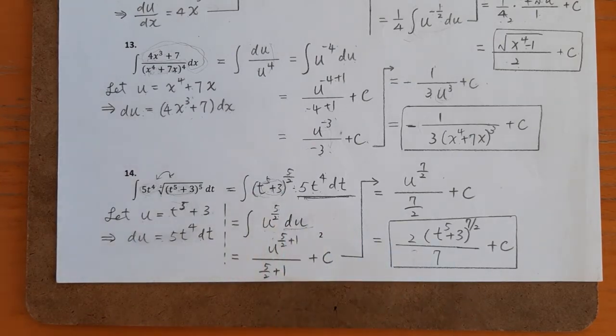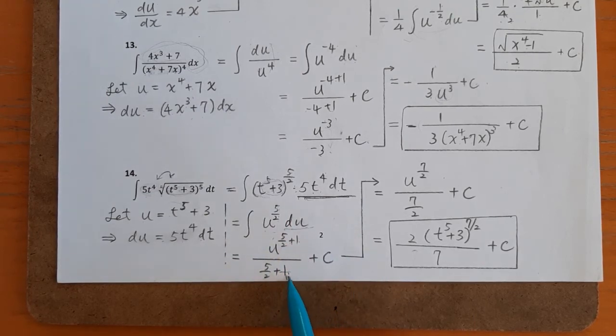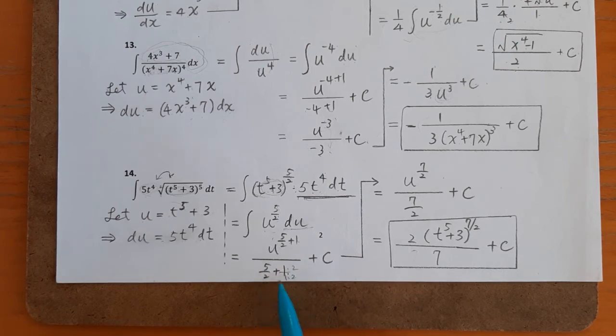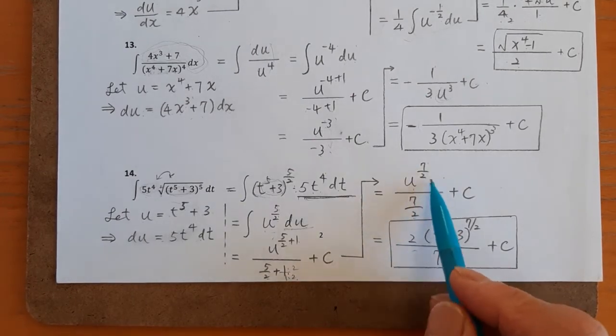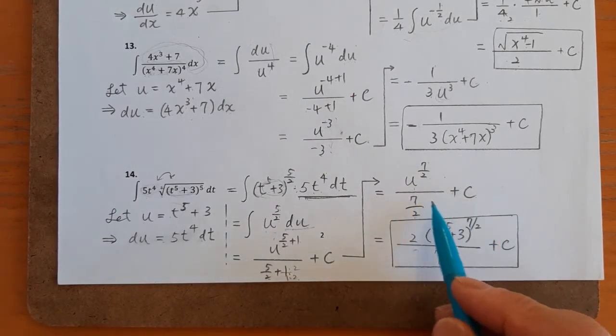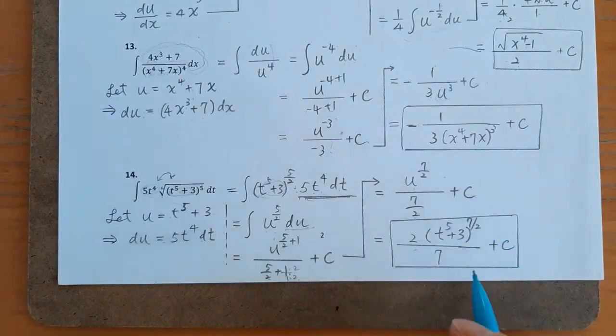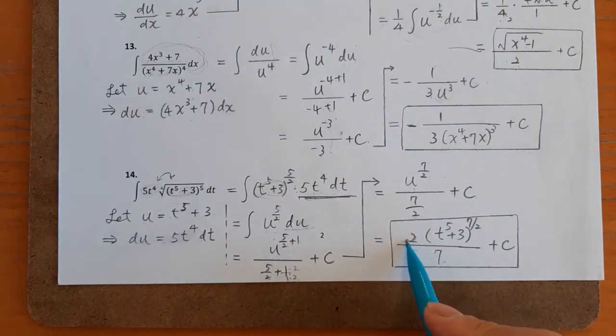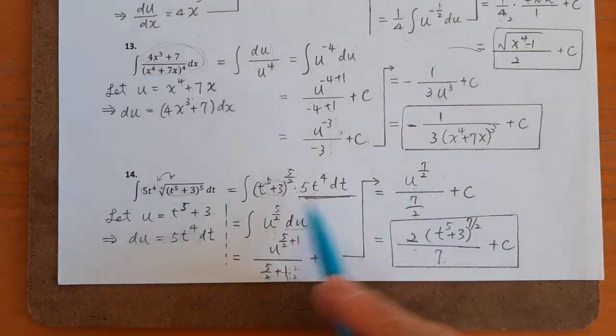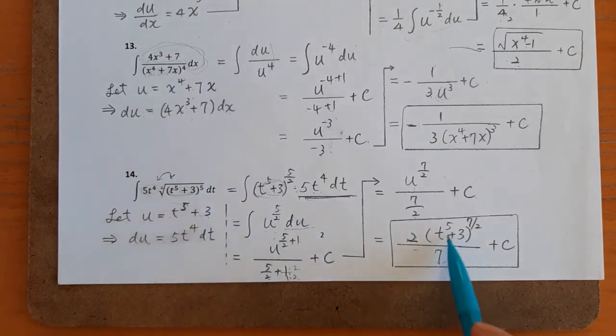Now you can use power rule to do. So it's 5 over 2 plus 1, and u to the power 5 over 2 plus 1. And the 1 is 1 over 1 times 2, both sides. And get same denominator is 2. 5 plus 2 is 7 over 2. So it's u to the power 7 over 2 plus c. And then reciprocal, 2 over 7. And u substitute back, t to the power 5 plus 3, to the power 7 over 2 plus c.